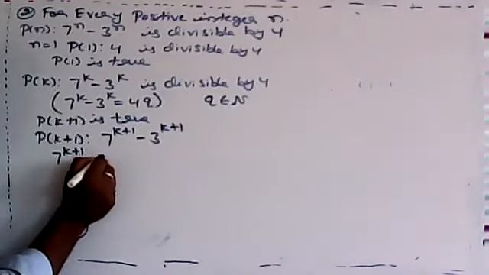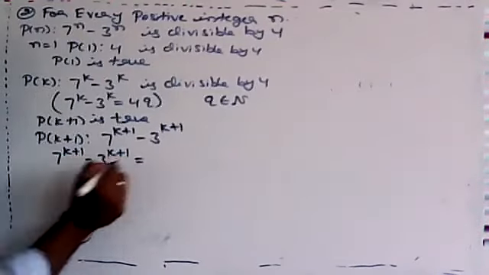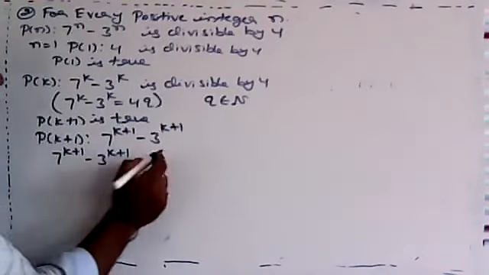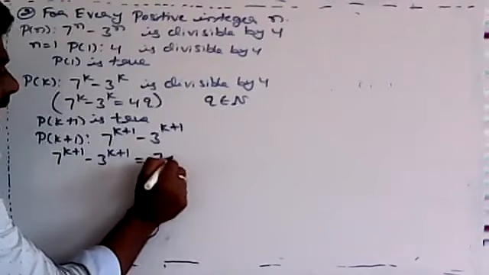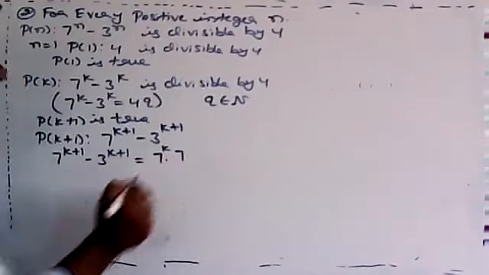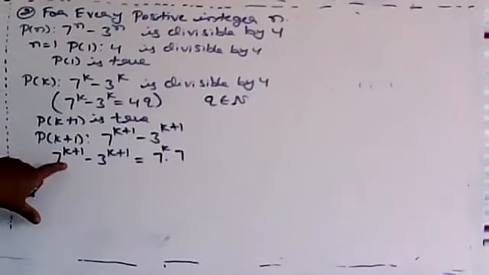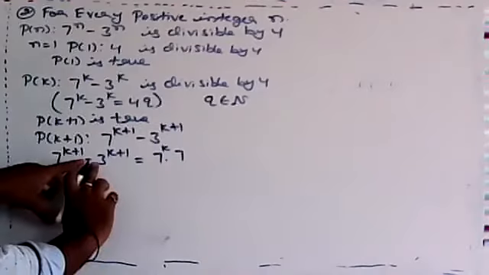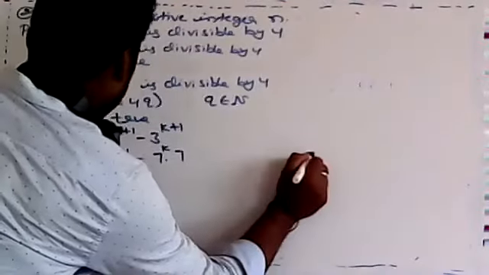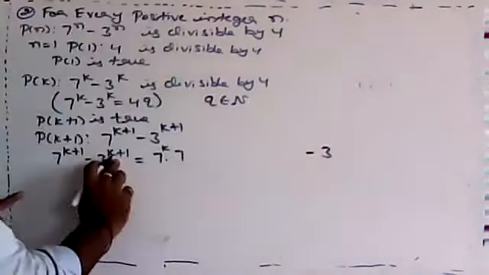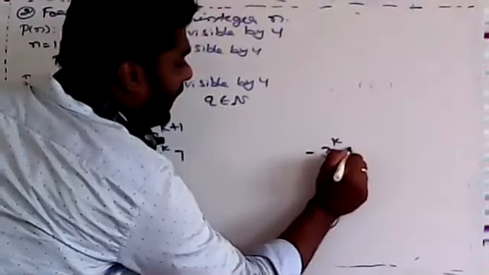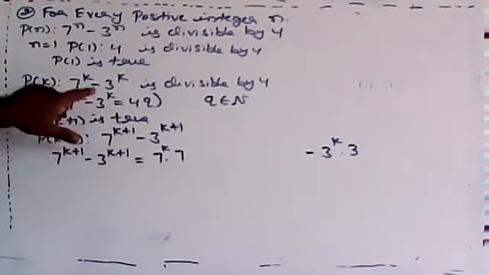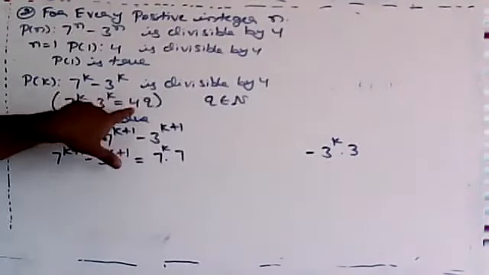Now I'm rewriting this equation. 7 to the power of k plus 1 minus 3 to the power of k plus 1 is equal to, 7 to the power of k plus 1 we write as 7 to the power of k into 7. And the same thing here, minus 3 to the power of k plus 1, we write as 3 to the power of k into 3. So now we have to show that it is divisible by 4.